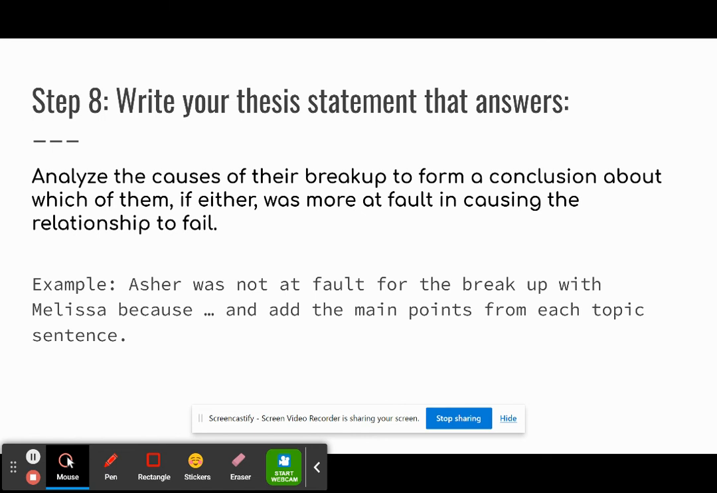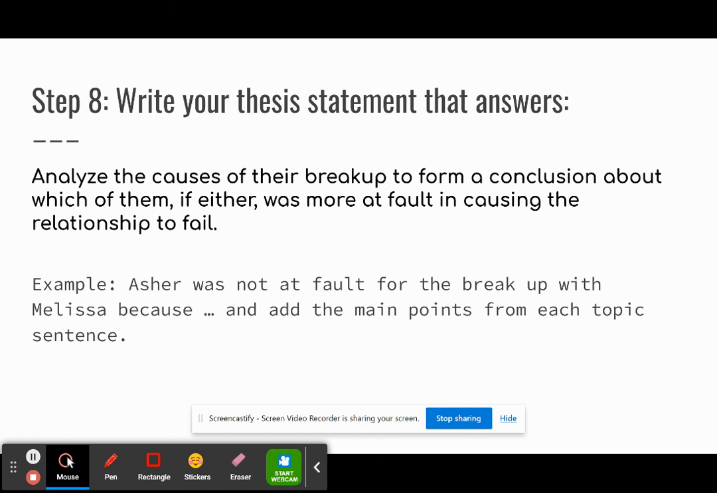analyzes the causes of their breakup to form a conclusion about which of them, if either, was more at fault in causing the relationship to fail. So an example of a thesis statement might be, Asher was not at fault for the breakup with Melissa because, dot, dot, dot. Add the main points from each topic sentence. Or you can say both Asher and Melissa were at fault because, dot, dot, dot, the 3 main points from each topic sentence.